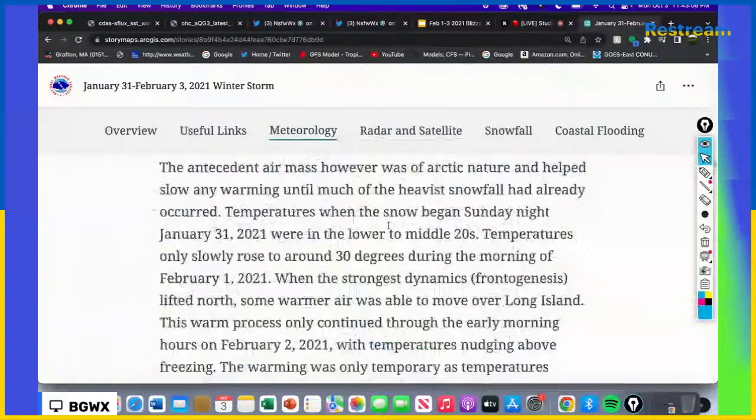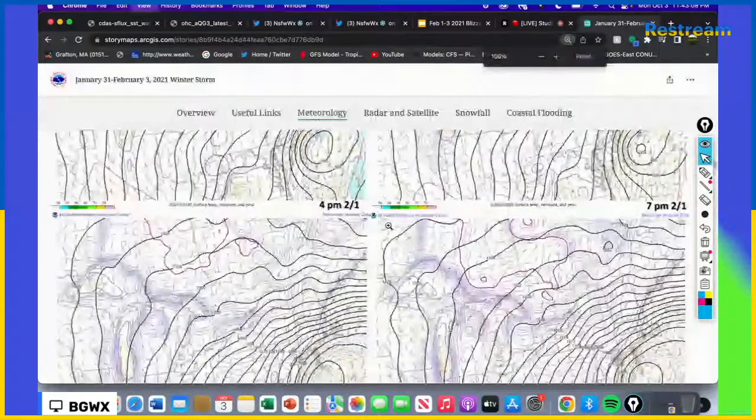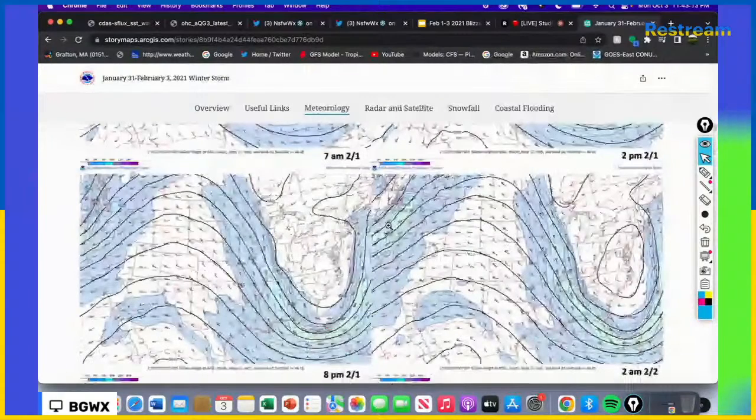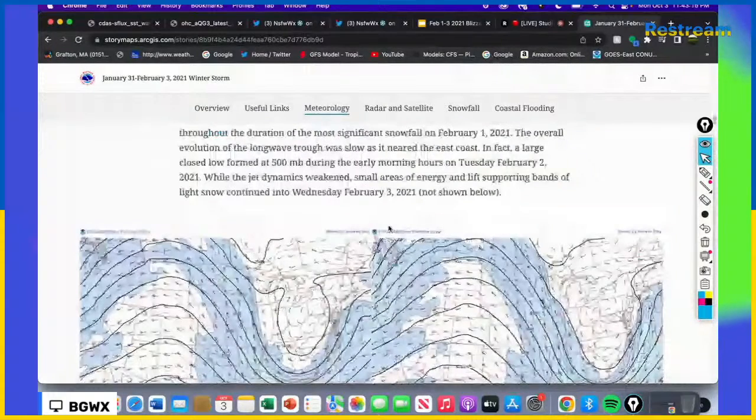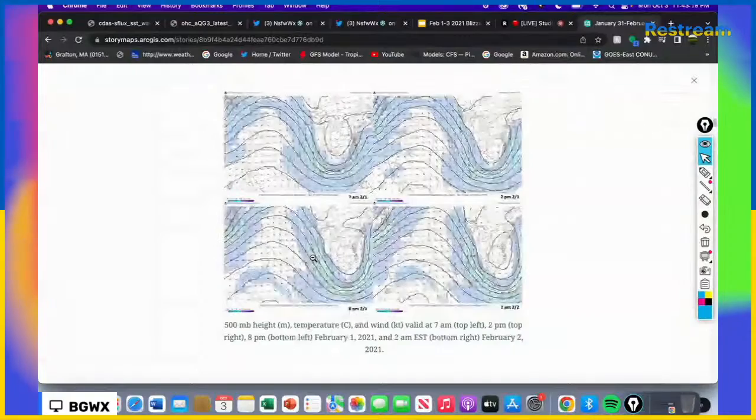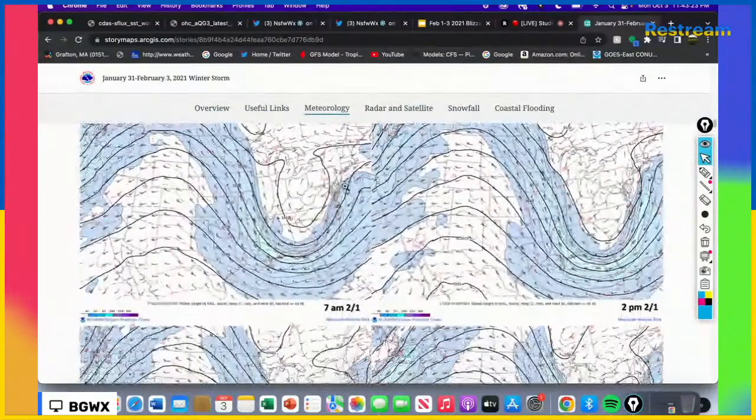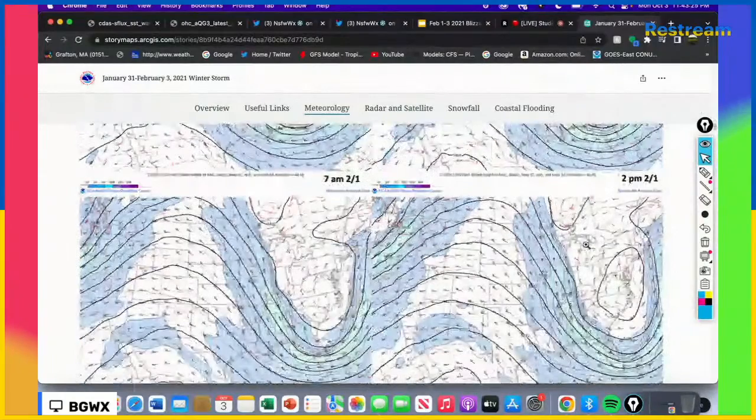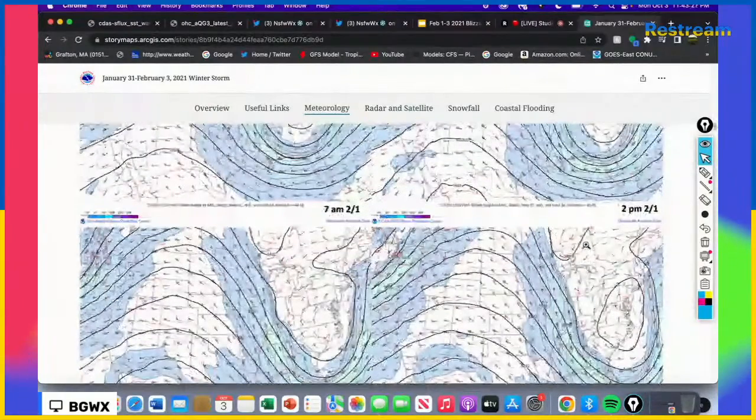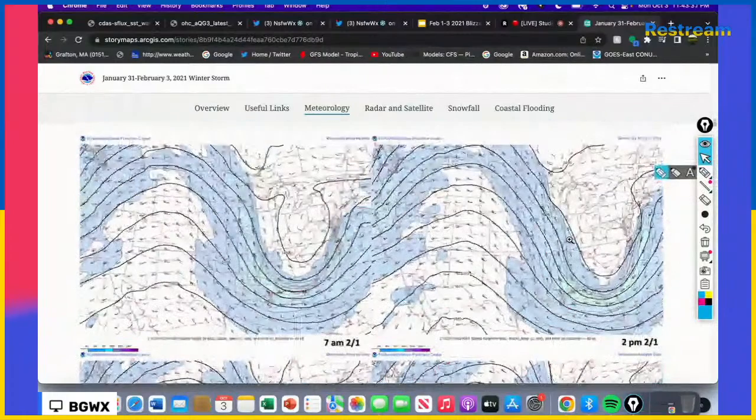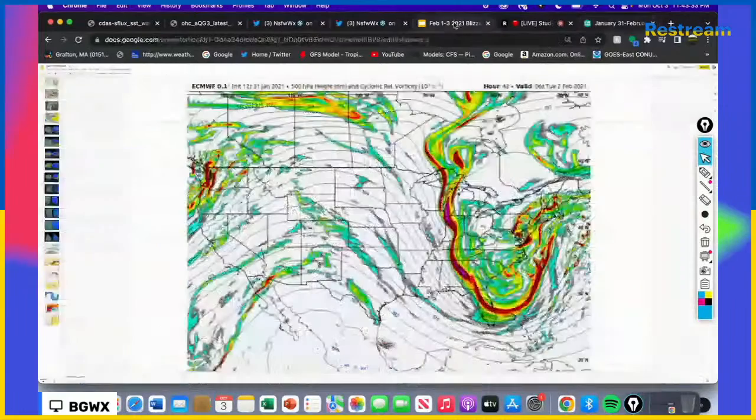This is 500. Let's surface. Here's 500. And remember, we talked about when we look for these intensifying systems, you notice, I go back to here.